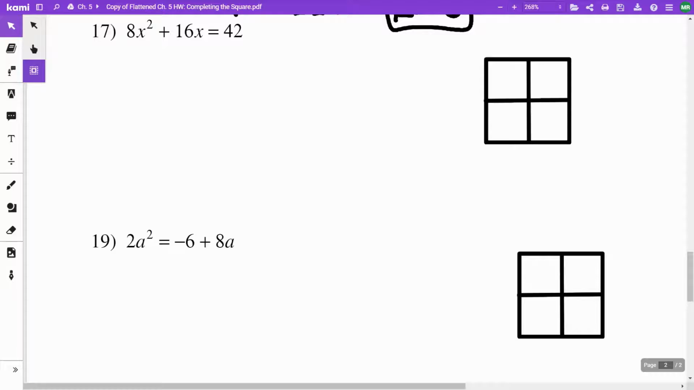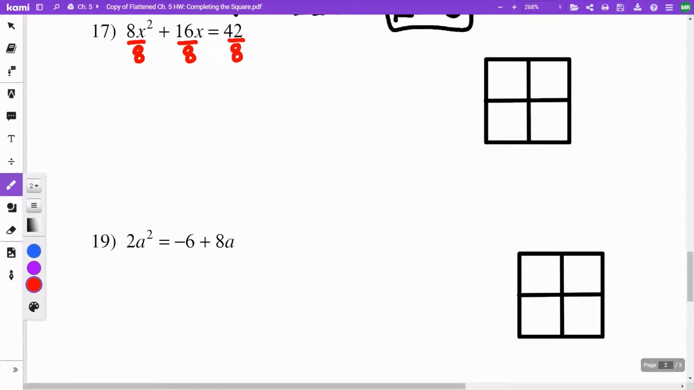So on this question number 17, you notice we have an 8. Don't like that 8, so I'm going to divide everything by 8. And when I do divide by 8, and I like the 42 being on the other side, and I do need the 16x on the same side as the x squared. So I am going to end up getting x squared plus 2x. And I'm going to work this out twice here, showing you could do it as a fraction or you can do it as a decimal.